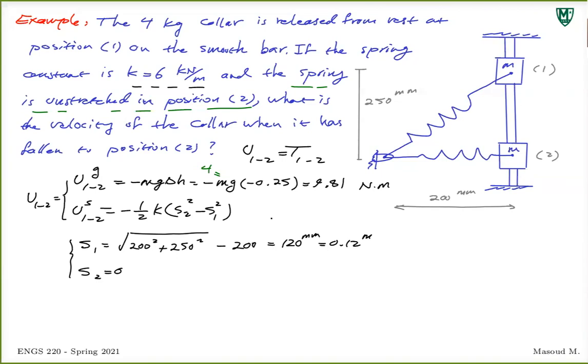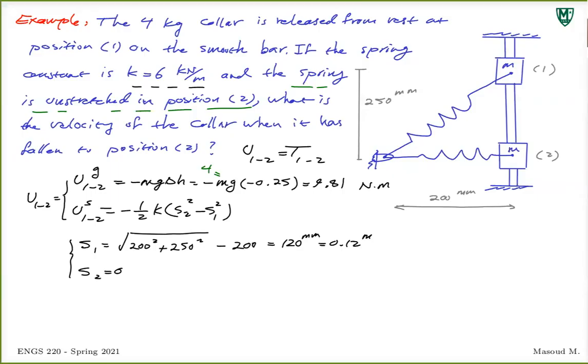How do I find the current length of the spring? Well, I'm given the geometry, 200, 250, so I can find the current length. Minus the initial or natural length. I'm given that too. It's unstretched in position 2, where the length of the spring is 200 millimeters. So current length minus natural length gives you how much the spring is stretched or compressed. That's what I wanted to talk about in this problem.